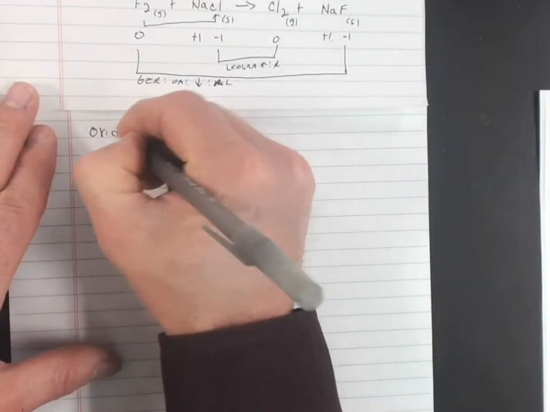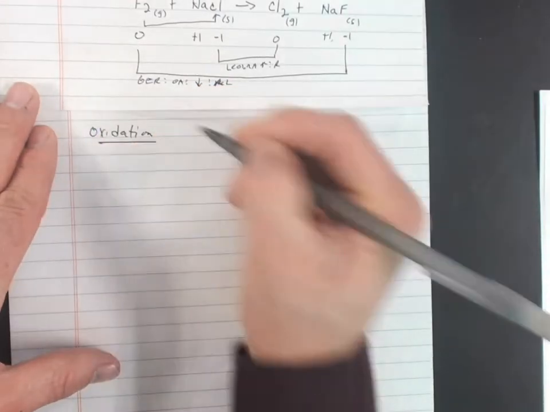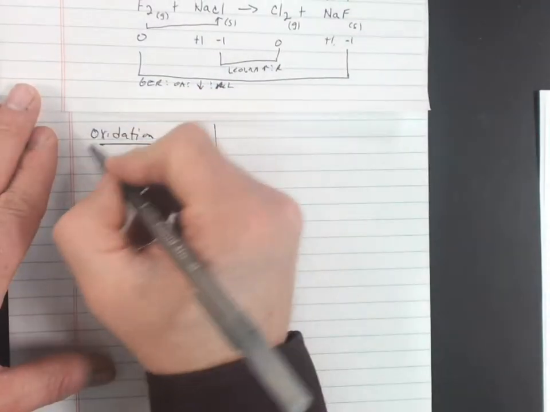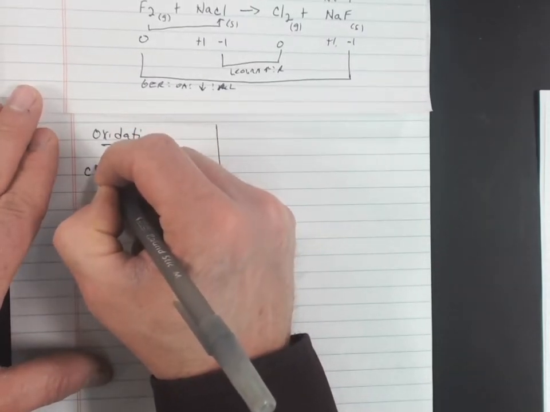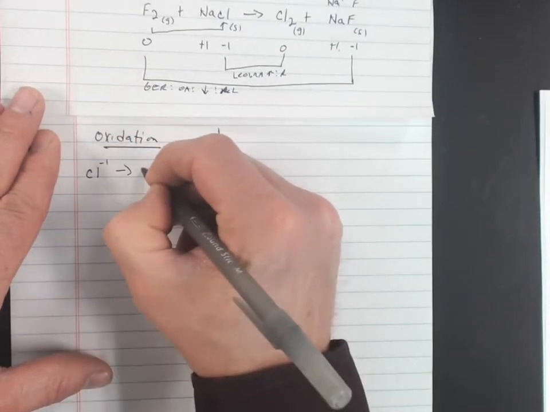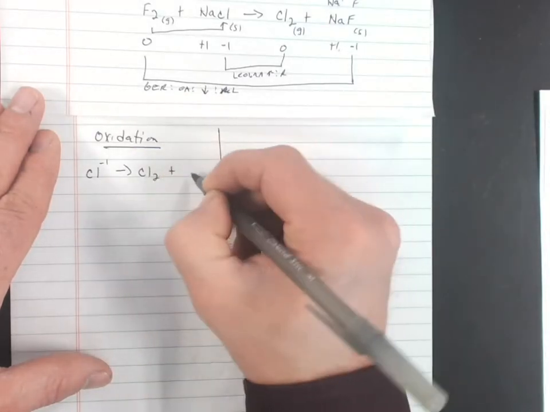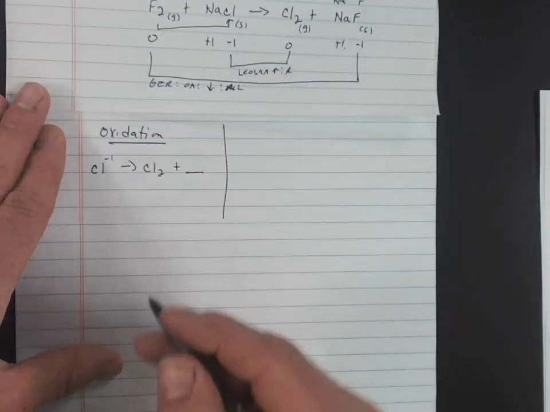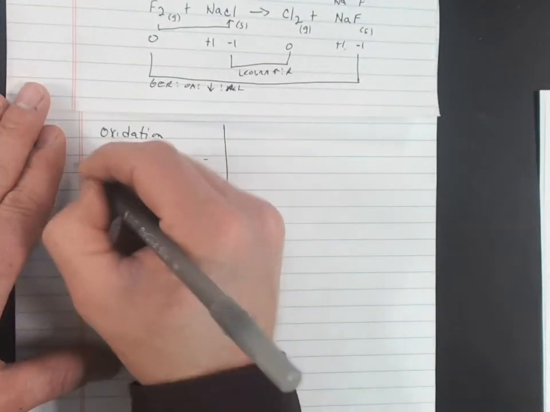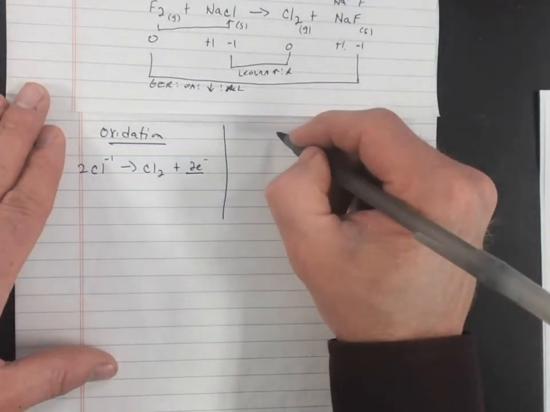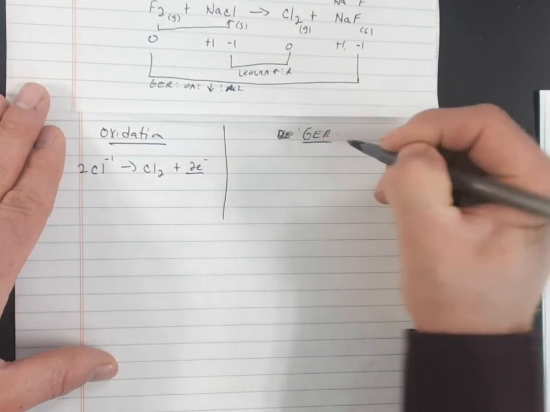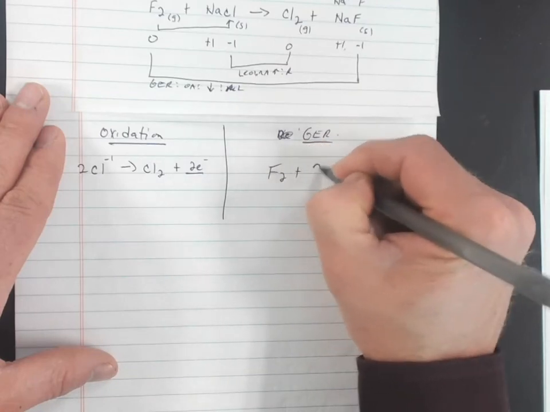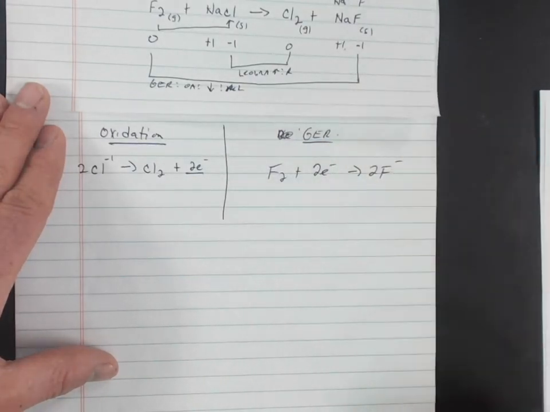So, oxidation. Someone give me my oxidation half reaction. Cl, and it's Cl -1, yields Cl2 plus a given number of electrons. This would be 2 electrons, and we need a 2 to balance the Cl's. Is it ever going to be 1? Mm-hmm. Okay. And our GER reduction, we would have F2 plus 2 electrons, yielding 2 F negative.